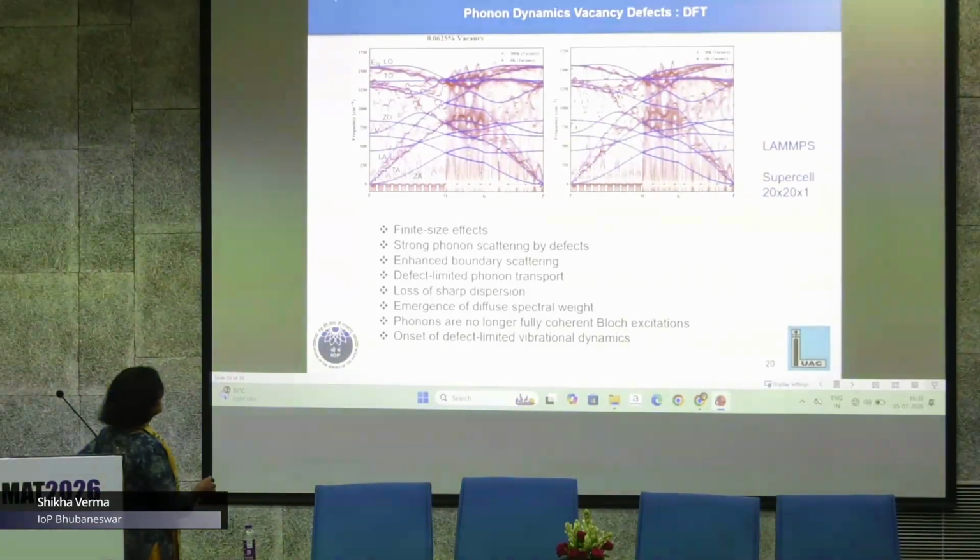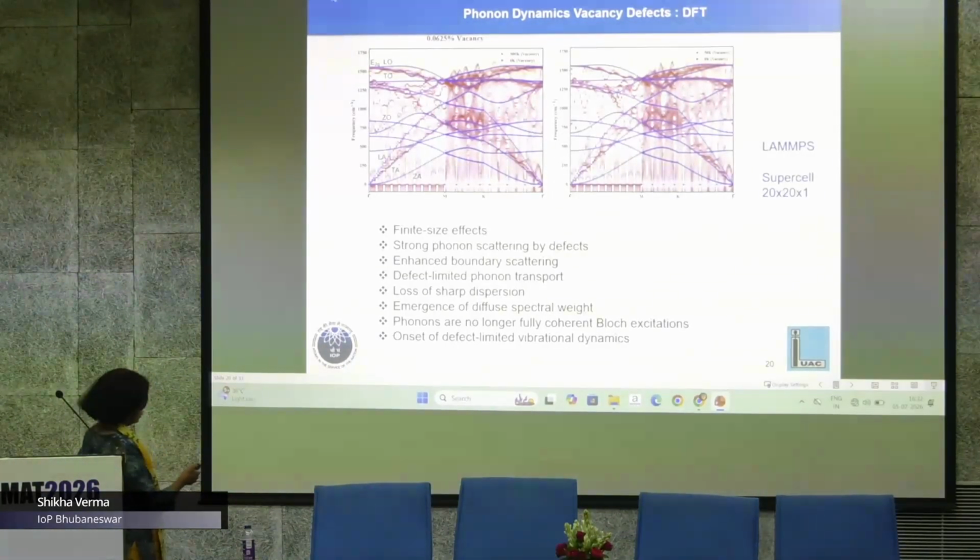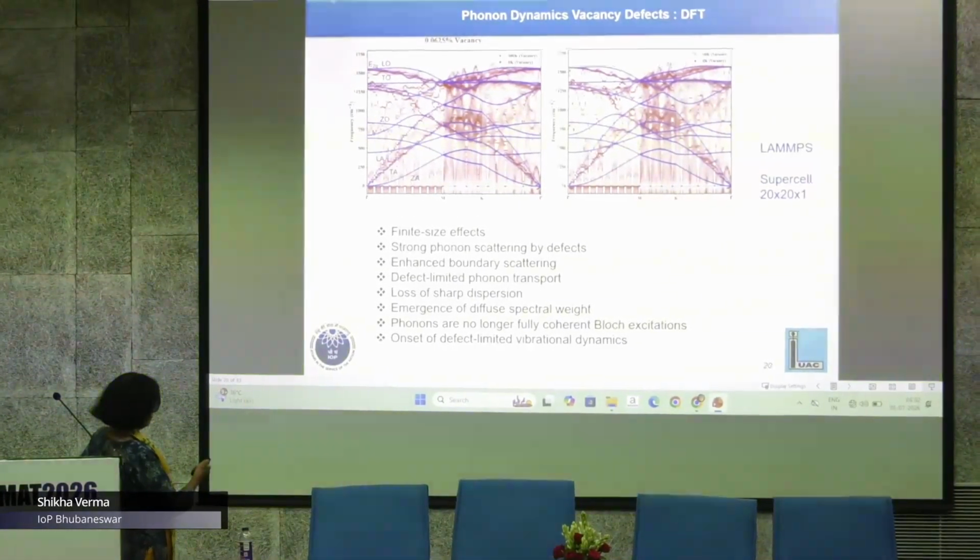And very interesting to see is this happening to the ZA mode. This is the flexural band, which is basically carrying the current, thermodynamics.